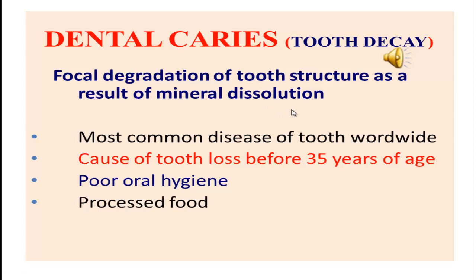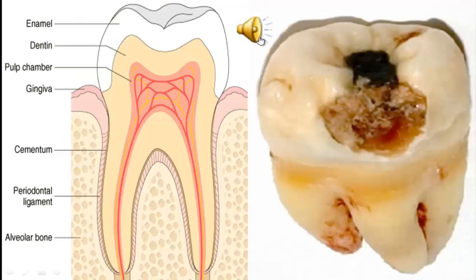Dental caries is the most common disease of the tooth worldwide. It is the most common cause of tooth loss before 35 years of age. Poor hygiene increases the rate of dental caries. Processed food containing large amounts of carbohydrates sets the stage for caries. This slide on the left side shows the diagrammatic picture of a normal tooth with different labeled structures, while on the right side we can see the gross appearance of a tooth which is badly affected by dental caries.